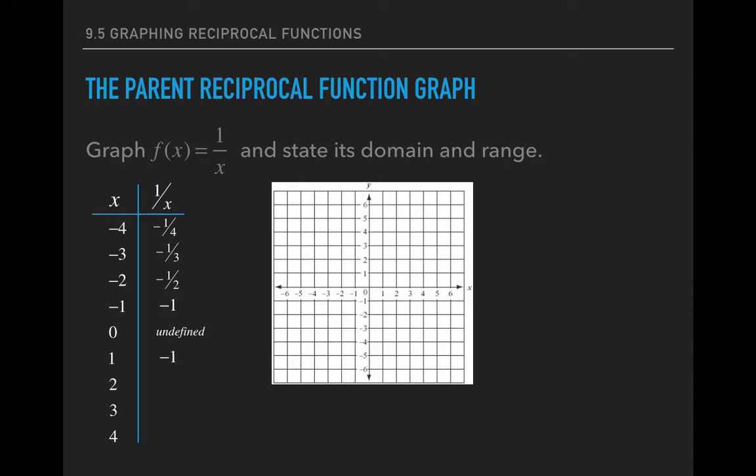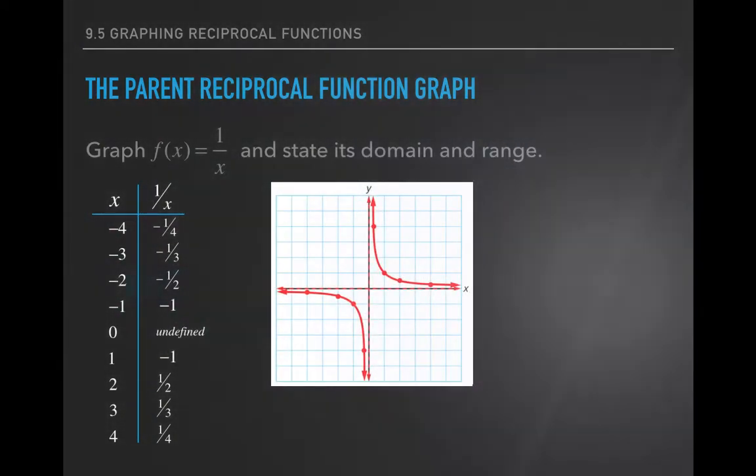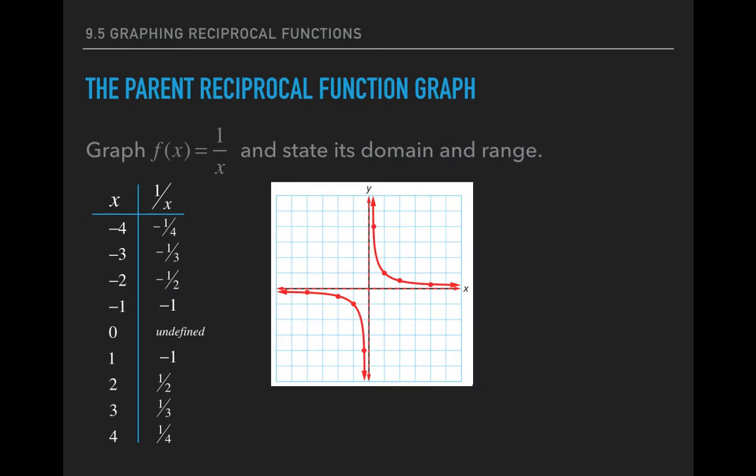At 1, that would be a positive 1. And then at 2, it would be 1/2, 1/3 at 3, and at 4, it would be 1/4. And if we plotted these points very carefully, the result would look like this. You're going to have a graph that's really composed of two parts, and they never are going to touch the y-axis or the x-axis. You might ask, well, why is that?